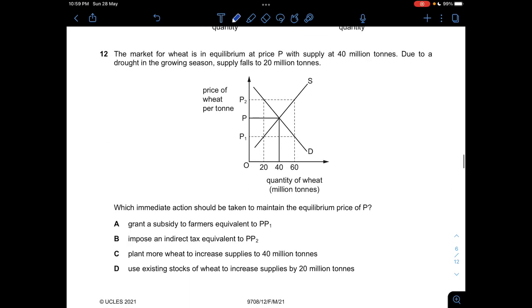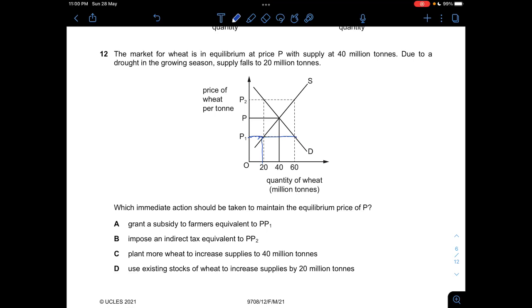Question 12, the market for wheat is in equilibrium at price P, with supply at 40 million tons. Due to a drought in the growing season, supply falls to 20 million tons, and which immediate action should be taken to maintain the equilibrium price at P? So if the quantity of wheat is at 20 million tons, that means they will be at this position, something like P1. So in order for the price to be maintained at the equilibrium price of P, let's look at the four options here.